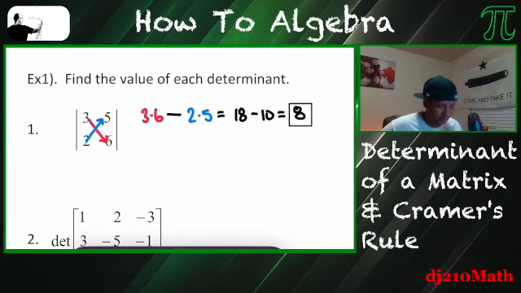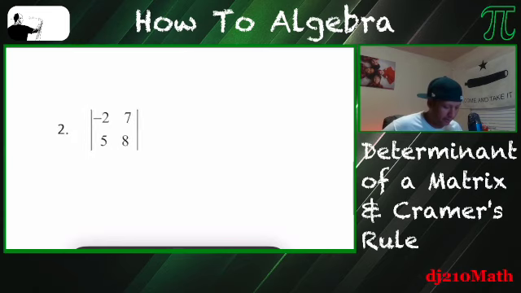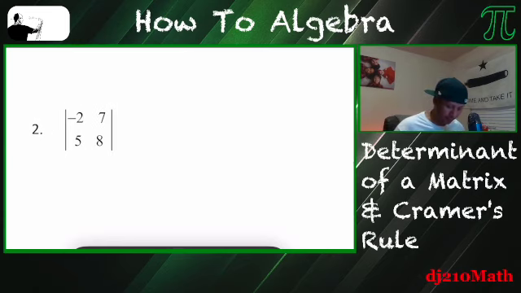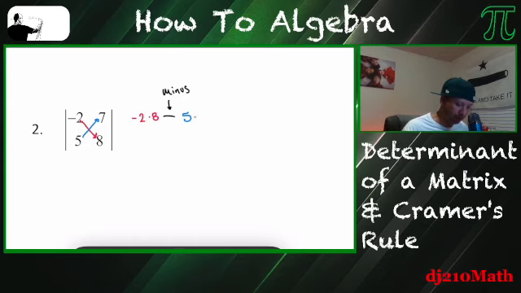It's very straightforward. See another example. And I think this should solidify this idea. So to find the determinant, we take the diagonal, top left times bottom right. So -2 times 8, always minus, bottom left times top right. So 5 times 7. We get -2 times 8, which is -16, minus 5 times 7, which is 35.